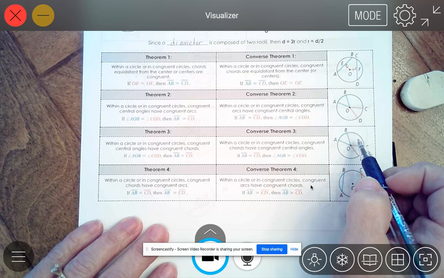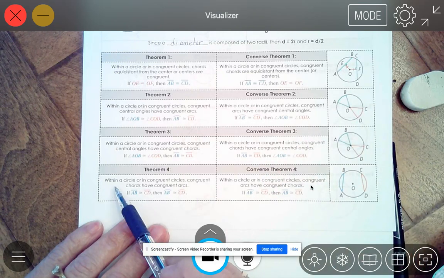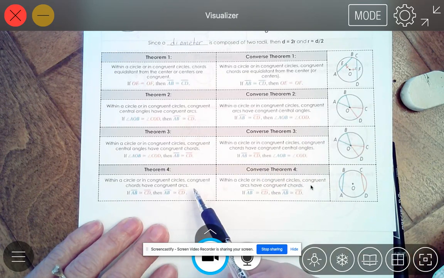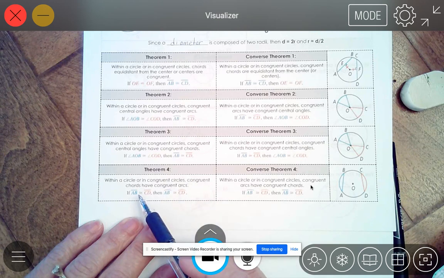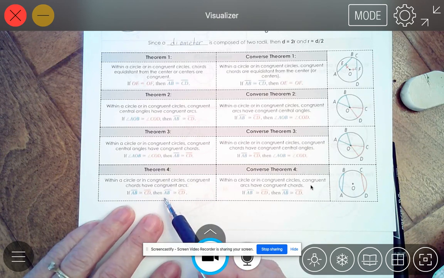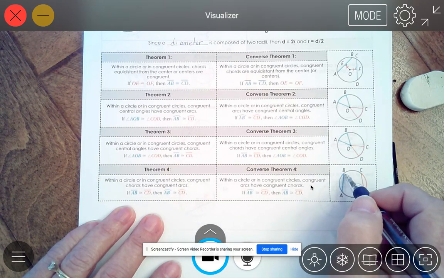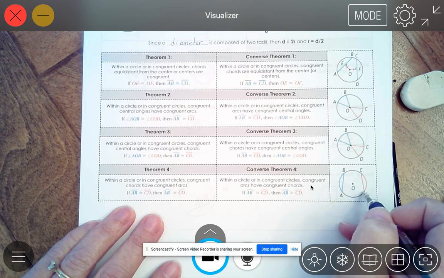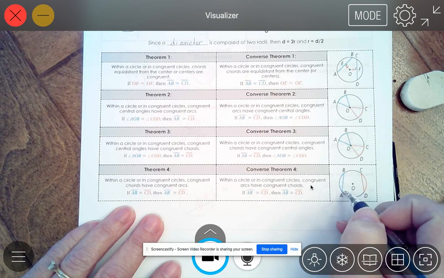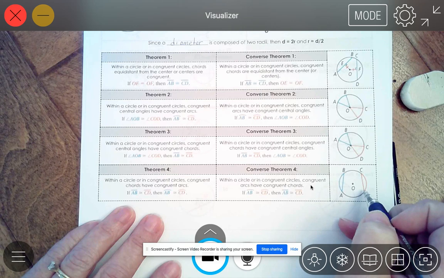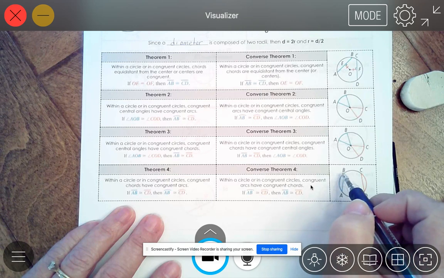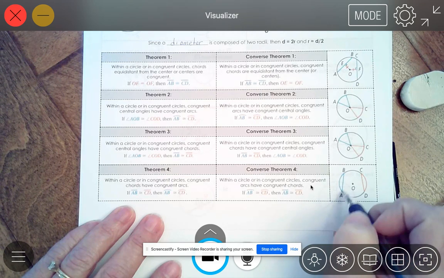And then the converse. And then the last one on this page, within the circle or congruent circles, congruent chords have congruent arcs. Okay? So if AB is congruent to CD, then these arcs that are outside are also congruent. And then the converse, if the arcs are congruent, then the chords are congruent.